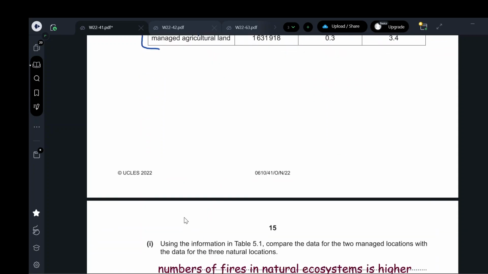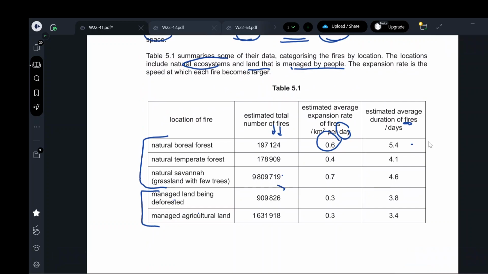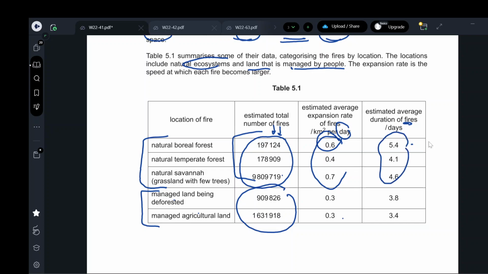Using the information, compare the data for the two managed locations with the three natural locations. Compare the natural with the managed location. What can I see? I can see that the natural had more total number of fires. Also, a bigger expansion rate. Also, they lasted for a longer time.